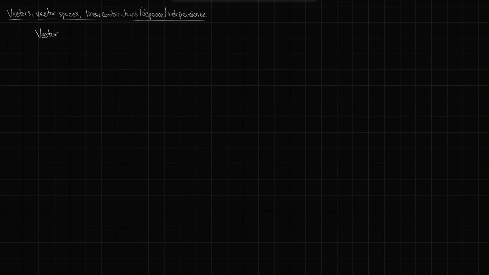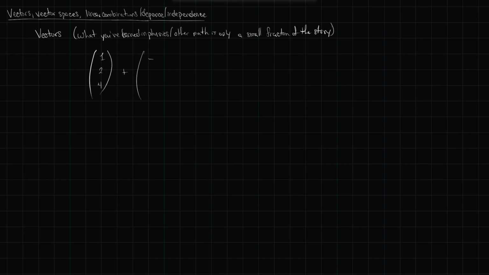I think a lot of you may feel like you already know what vectors are, but what you learned in physics or even other math is only a small fraction of the story. A lot of people think about vectors as objects where you have big parentheses and you put some numbers in them, and you can add them together, to do something like -3 to 5 or something. That's valid. That is a representation of a vector.